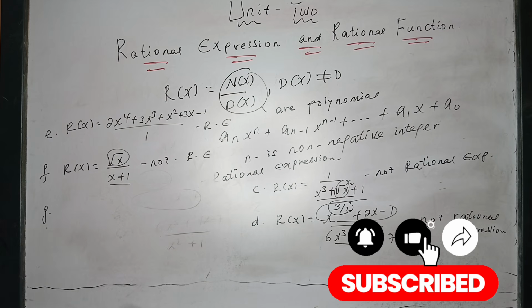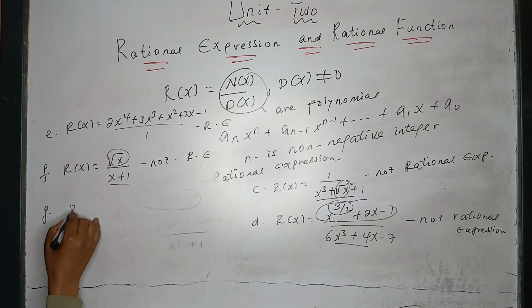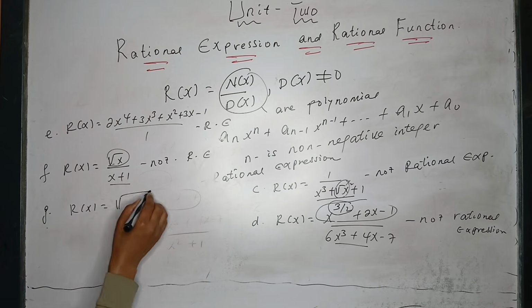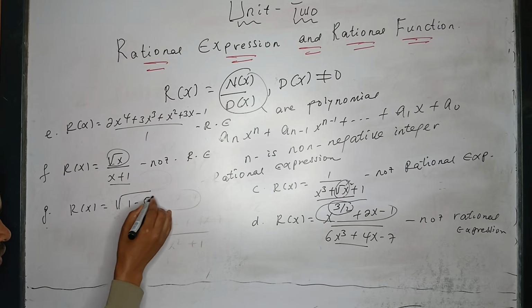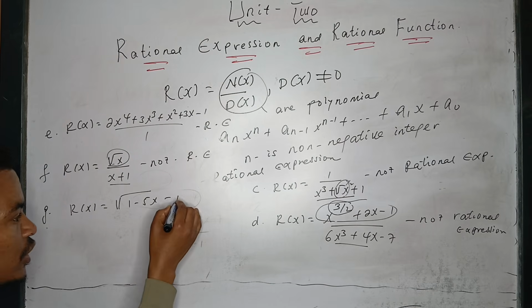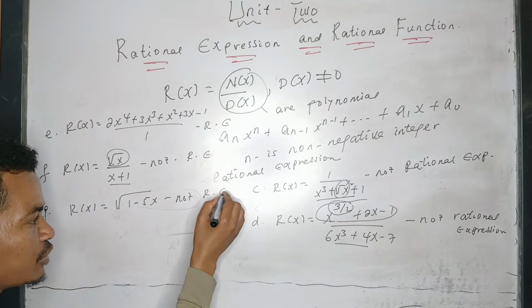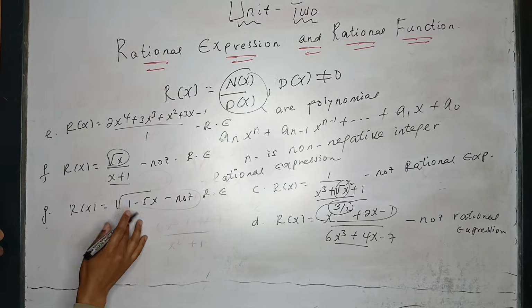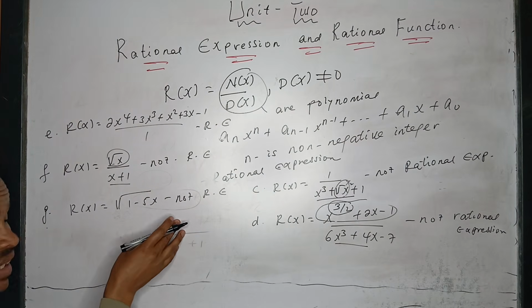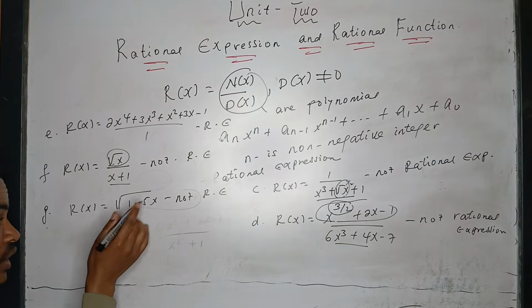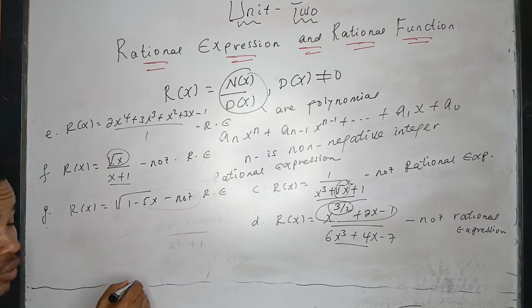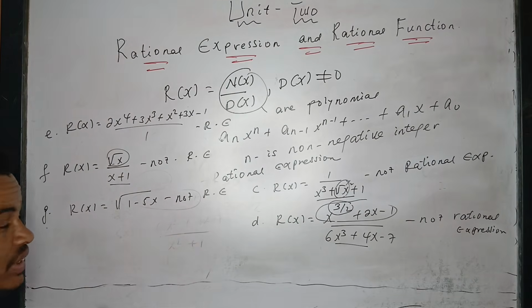G, the final one: r of x equals radical 1 minus 5x. Again, this is not a rational expression. The reason is that the domain of the square root of 1 minus 5x is not all real numbers. Again, 1 minus 5x is raised to the power of 1 over 2, which is not a non-negative integer. So this is not a rational expression.